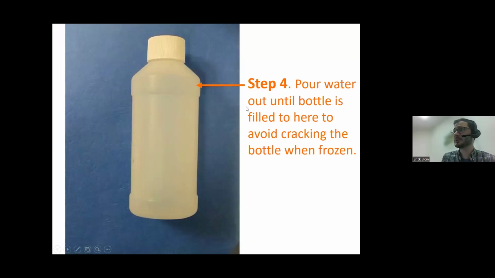So step 4 is to pour out some of the water. And I would go maybe even a little lower than this because we don't want a cracked bottle. If we had it totally full and we froze it, it would burst the cap open and we wouldn't be able to use the sample. So empty out some of the water, and then cap it and freeze it.